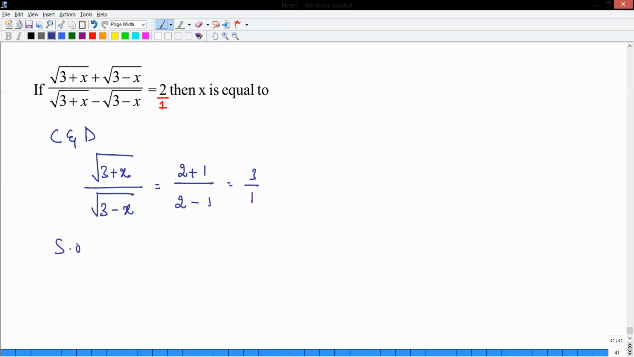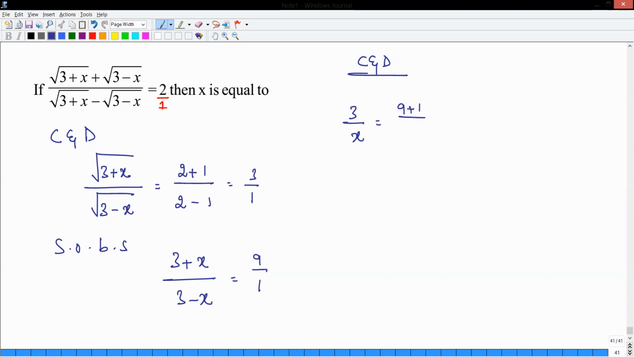Square on both sides. 3 plus x by 3 minus x. Again apply componendo and dividendo. 10 by 8, which is 5 by 4. What is x? 12 by 5.